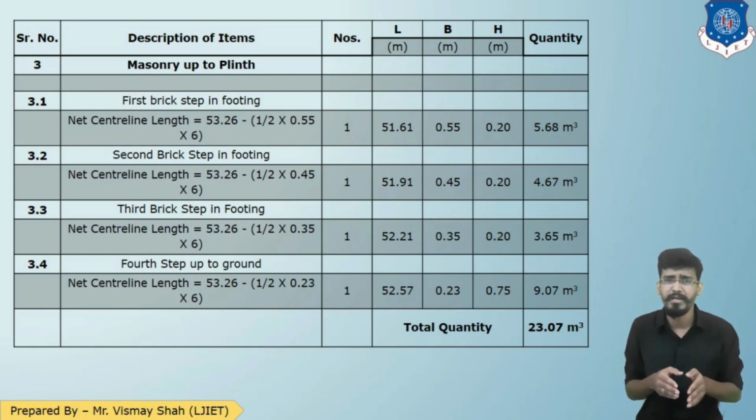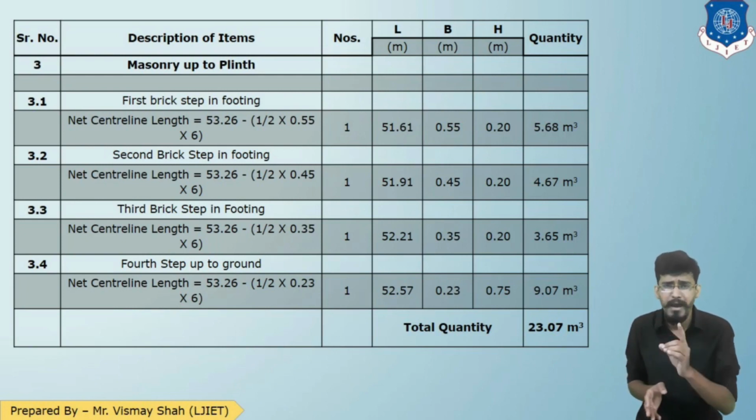What we have done in the third quantity, we have calculated each brick step footing. In that, we have the formula for the net center line length, and the width and the height were taken directly from the section drawing, and similar for all the four step footings. So that is how we'll get the total quantity as 23.07 cubic meter. But here we are forgetting something. What are we missing? Let us see.